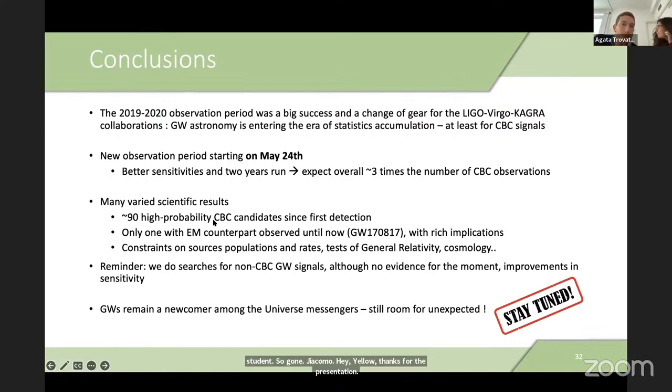So there was a Nature paper a few months ago, suggesting a possible association of the binary neutron star merger seen in O3 with a fast radio burst event. I don't know if you have investigated that or if you have any comment on this event.